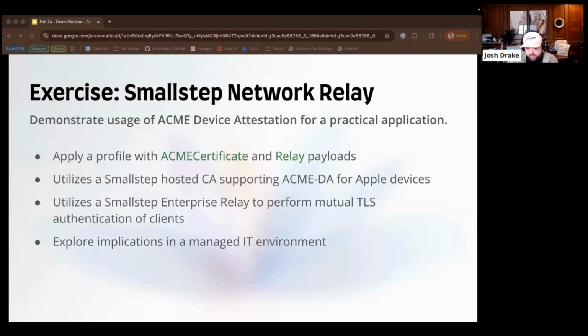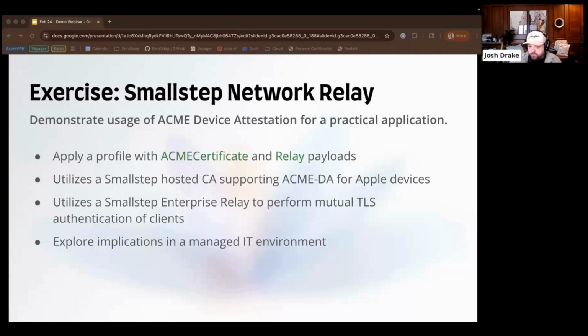So first, we're going to issue a credential using the Acme certificate payload. I'm going to refer to some MDM payloads. If there's any questions about those, you can obviously find the documentation on Apple's website. But we're going to show using those payloads. I'll show some of the configuration that comes out of that. But we're going to issue a credential. We're going to configure the relay. And when we do that, we're using Smallstep managed CAs, and we're using Smallstep's enterprise relay when we do this.